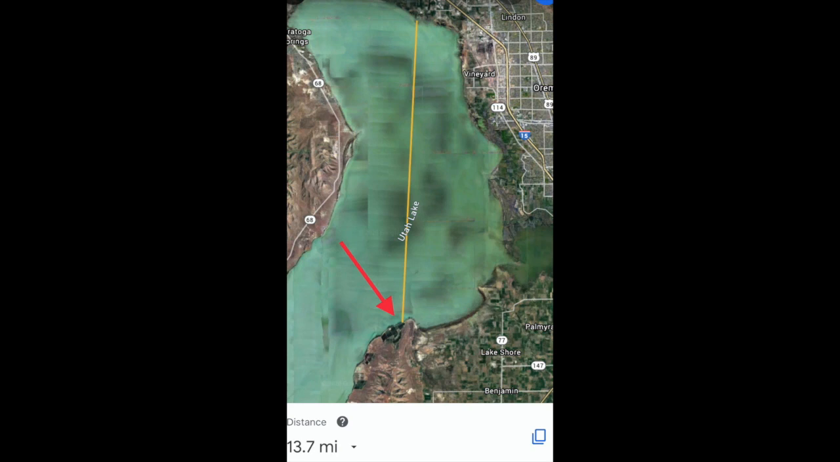The next location was where my dad was. This is the south side of the lake, 13.7 miles away. Now we'll let him document his location.